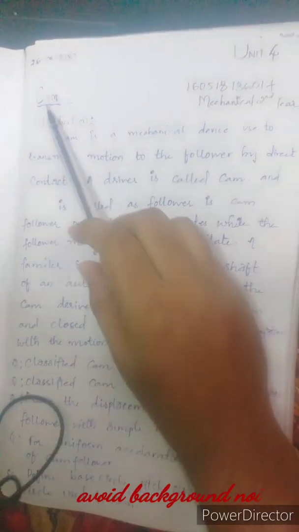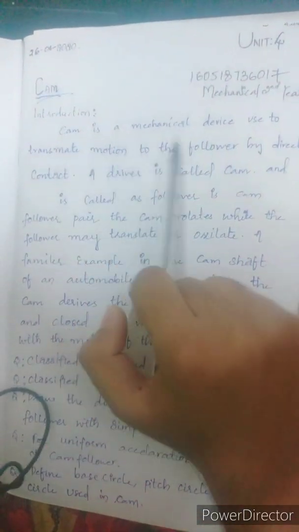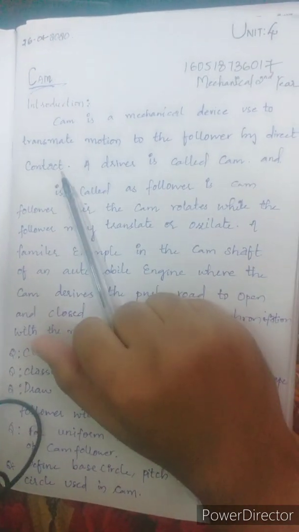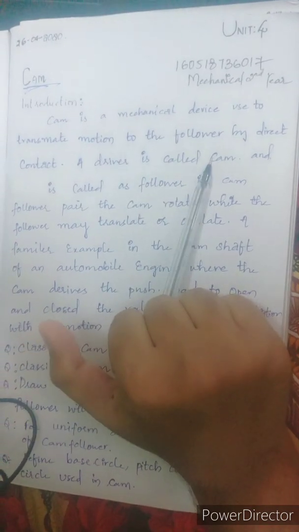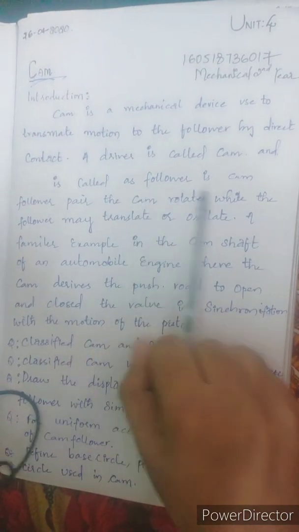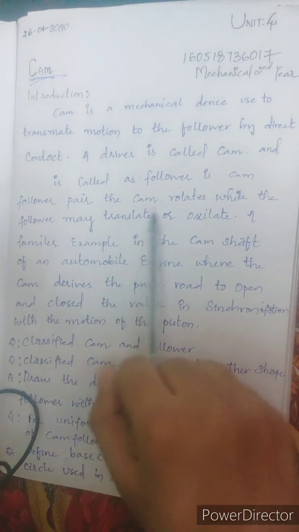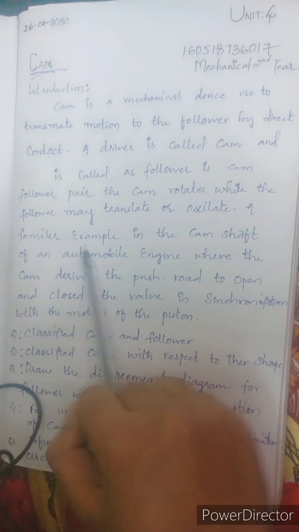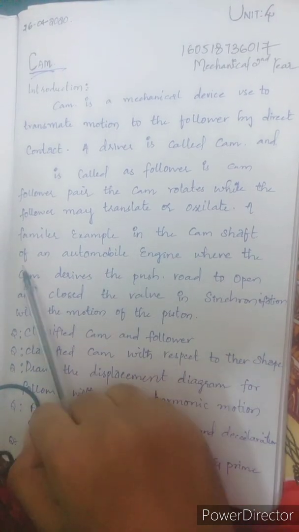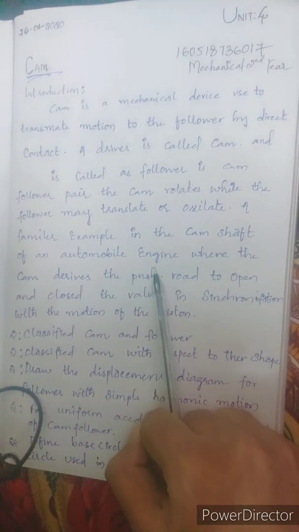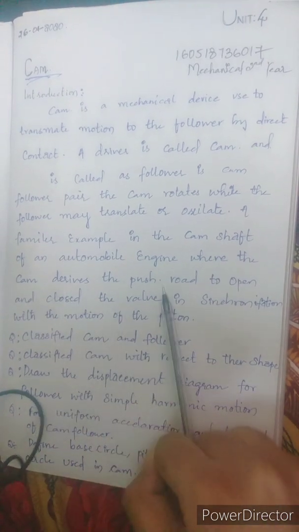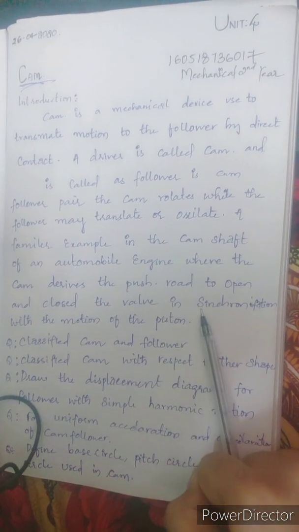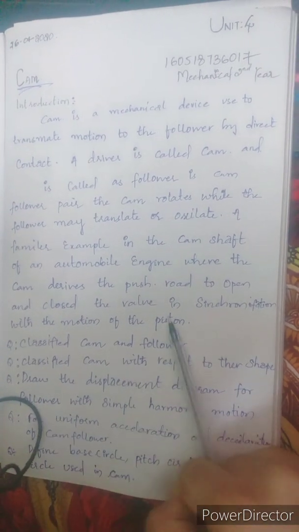So what is a cam? A cam is a mechanical device used to transmit motion to the follower by direct contact. A driver is called the cam, and the driven part is the follower. In a cam and follower pair, the cam rotates while the follower may translate or oscillate. A familiar example is the camshaft of an automobile engine, where the cam drives the push rod to open and close the valve in synchronization with the motion of the piston.